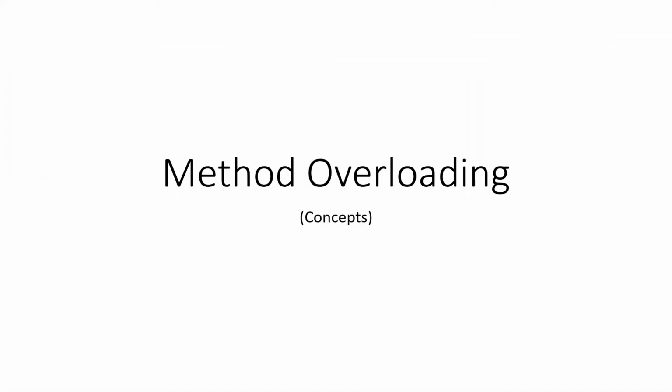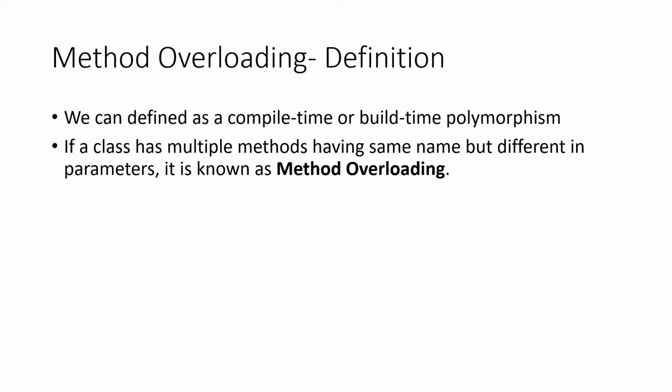Hi, today we are going to learn method overloading and its concepts in Java. The definition of method overloading: we can define it as compile time, or build time, polymorphism. Polymorphism is a feature of the Java OOP concept, and there are two types of polymorphism. One is compile time, another is runtime. Method overloading comes under compile time polymorphism.